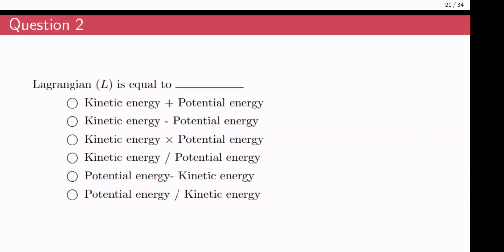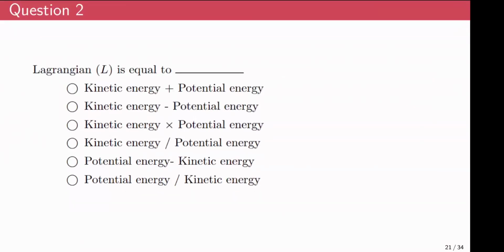The Lagrangian L is equal to, we have seen how we define the Lagrangian for a mobile robot. It's a scalar quantity. It's nothing but the difference between the kinetic energy and the potential energy. And we use this Lagrangian to derive the equations of motion. So by definition, Lagrangian is nothing but the difference between kinetic energy and potential energy. So that's option B.